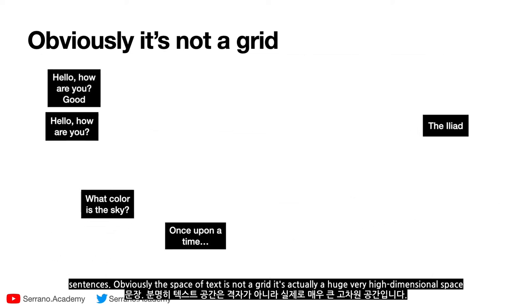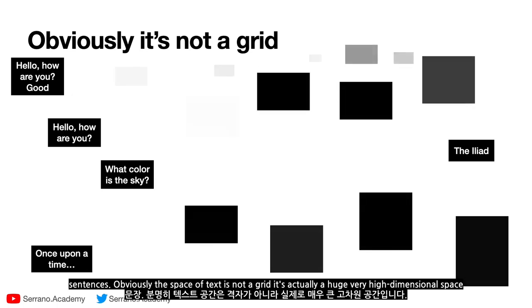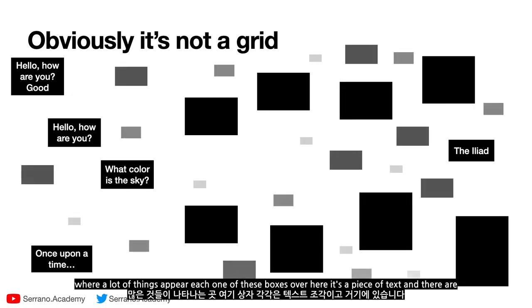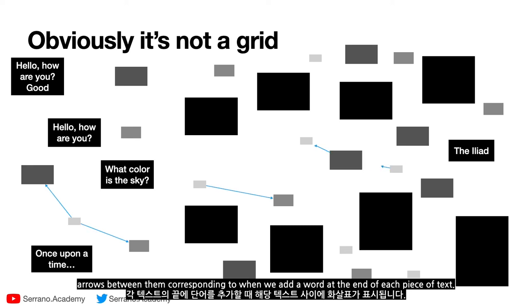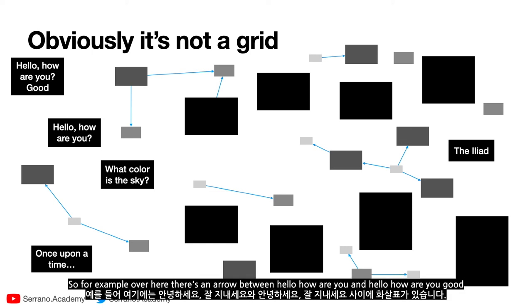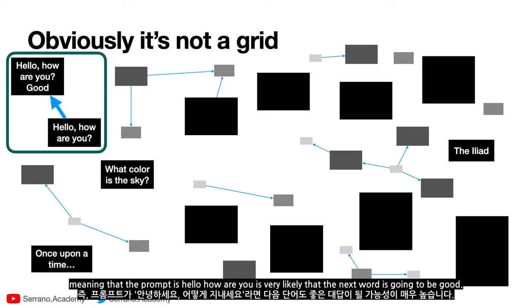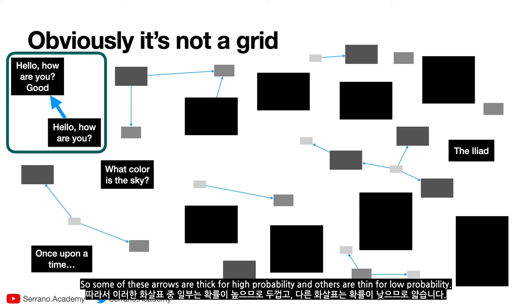It's actually a huge, very high dimensional space where a lot of things appear. Each one of these boxes over here is a piece of text, and there are arrows between them corresponding to when we add a word at the end of each piece of text. So for example, over here, there's an arrow between "hello, how are you" and "hello, how are you good," meaning that if the prompt is "hello, how are you," it's very likely that the next word is going to be "good." So some of these arrows are thick for high probability and others are thin for low probability.